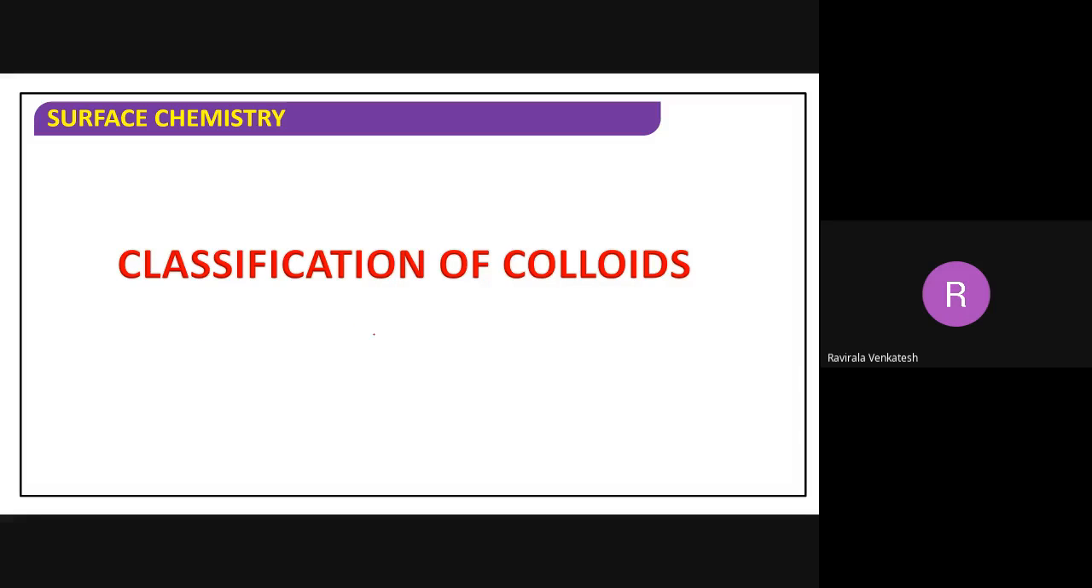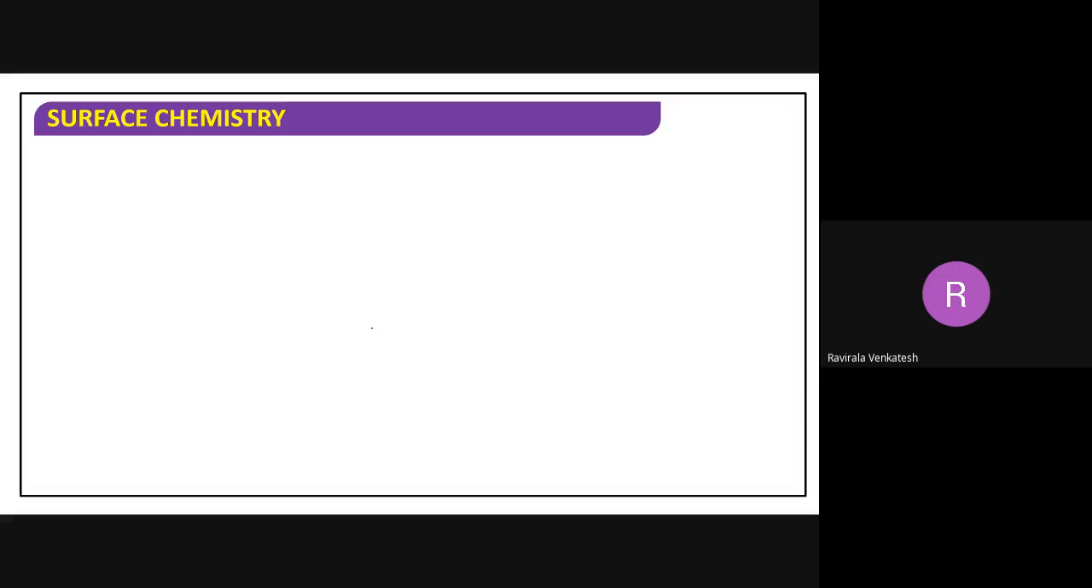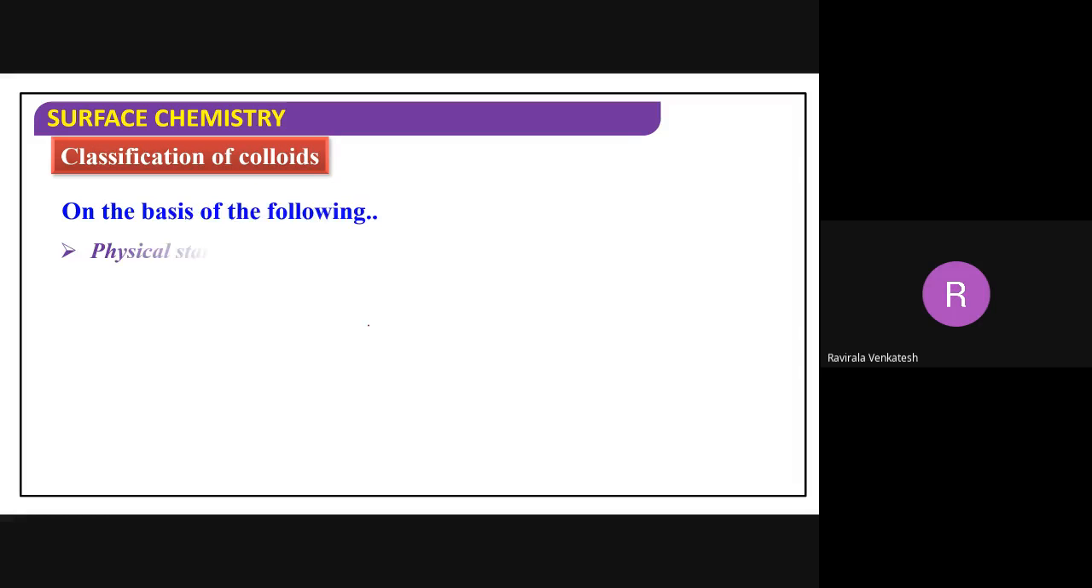To observe the classification of the colloids. Classification of the colloids is very important. On which basis are you classifying the colloids here? Based on the physical state. Now the physical state of the dispersion phase and the physical state of the dispersion medium, if you observe, on that we can classify the colloids here.